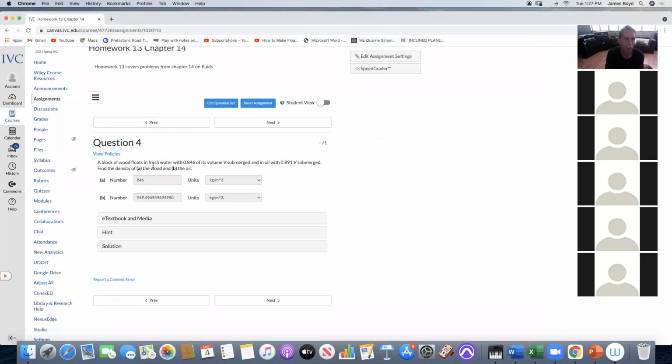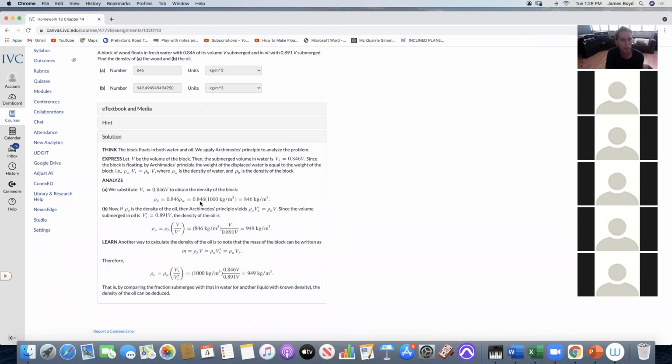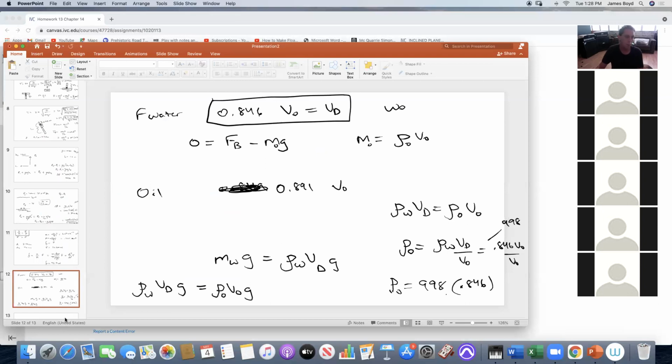See if I'm right. They got 846. Why did they get 846 when I got 844? Because they used 1,000 this time. I do not understand why Wiley does this, and it's one of the many things that angers me with Wiley. They changed the density from the last problem where they used 998 to 1,000 here. Okay, fine. So the density of the wood is therefore 846, because this is 1,000. All right.